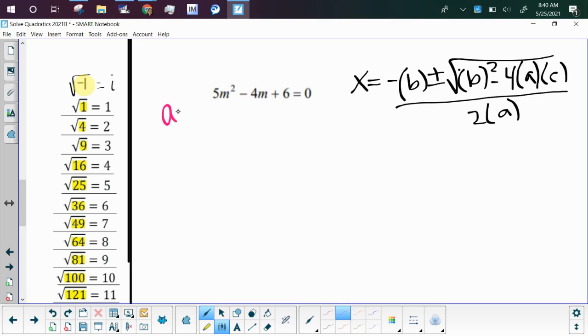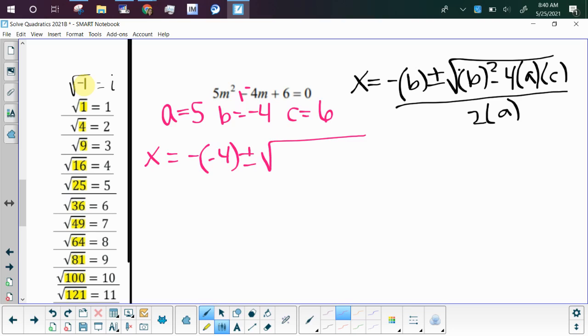This time our a is 5, our b is -4, and our c is 6. So let's plug that in. So I got x equals the opposite of b, so the opposite of -4, plus or minus the square root of b squared, -4 squared, minus 4 times a times c all over 2 times a.